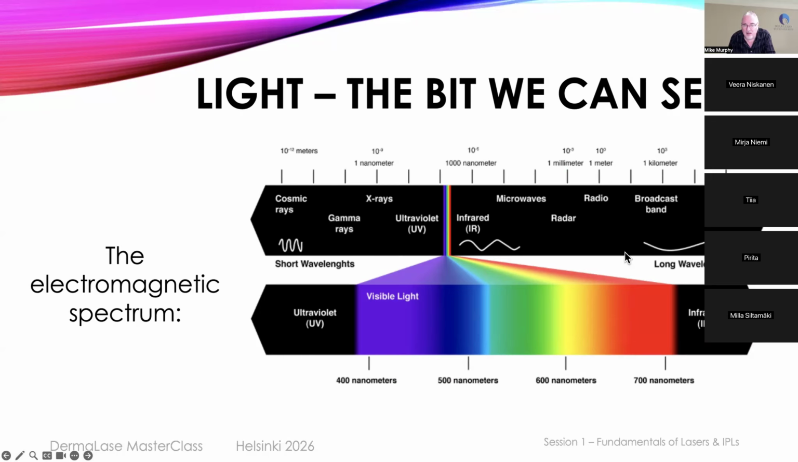And then above the 700 nanometers or thereabouts, you've got all the infrared stuff, and that includes your microwaves, radar, radio, TV, GPS, all this kind of stuff, all the broadcast stuff, whatever.